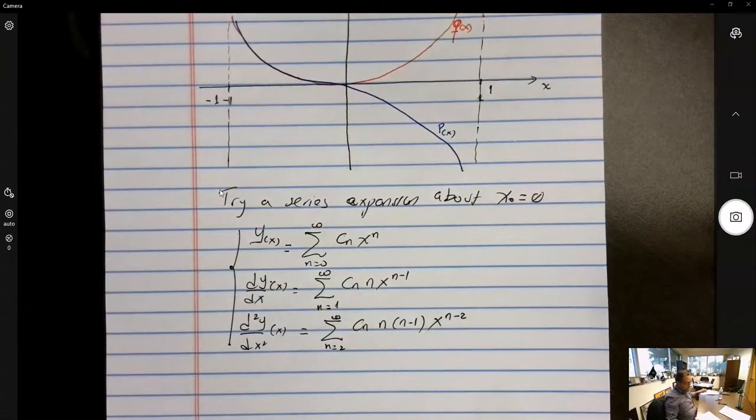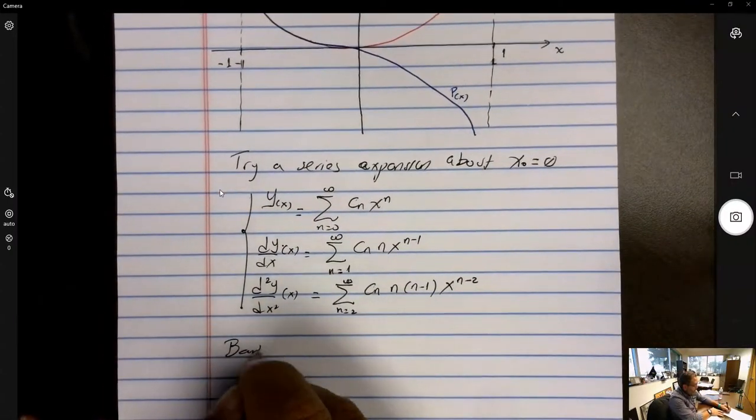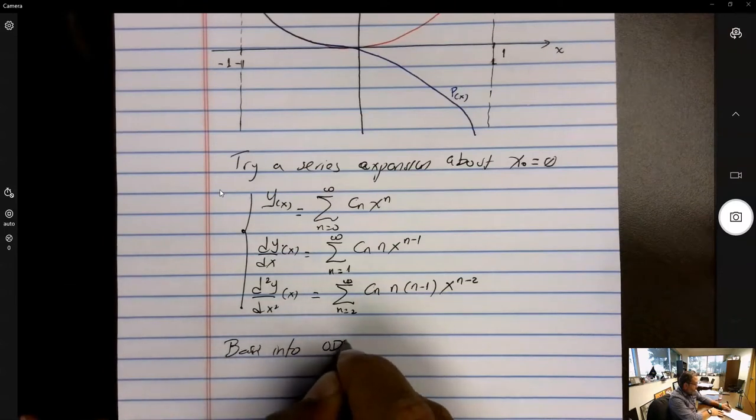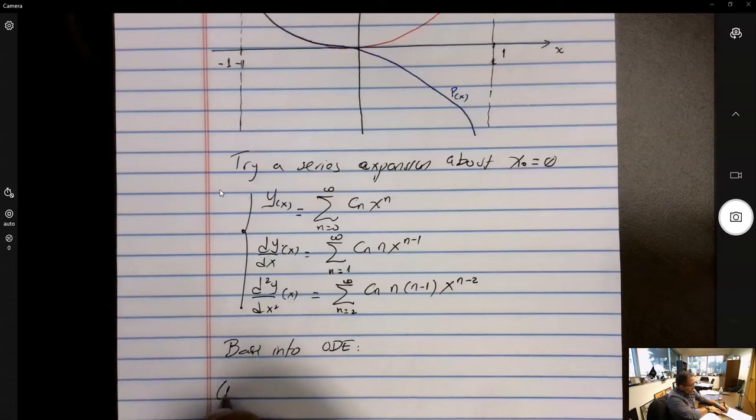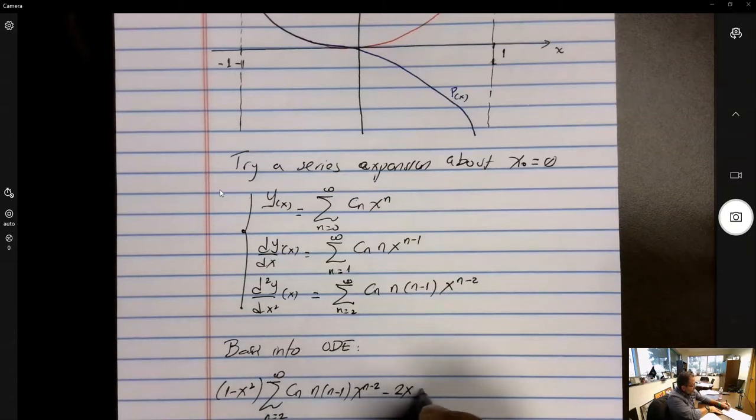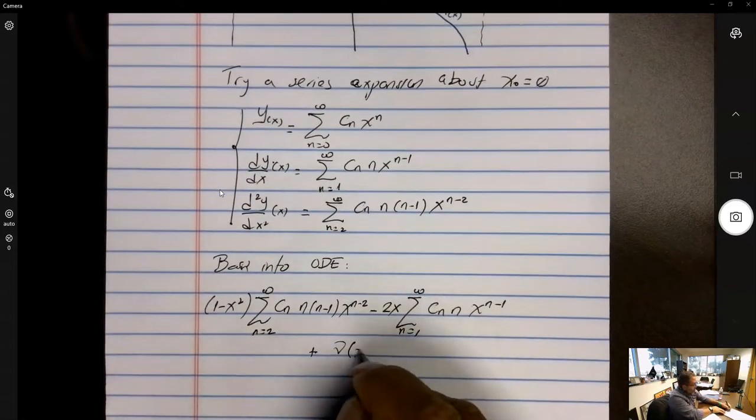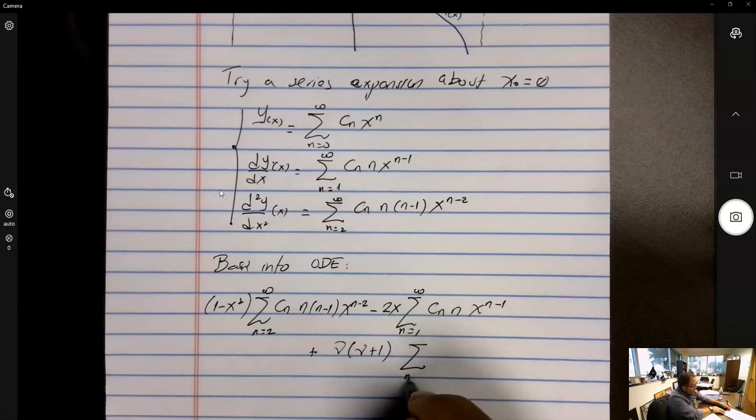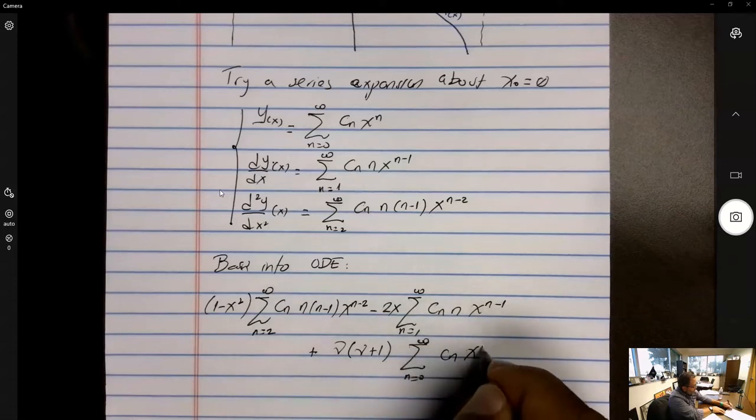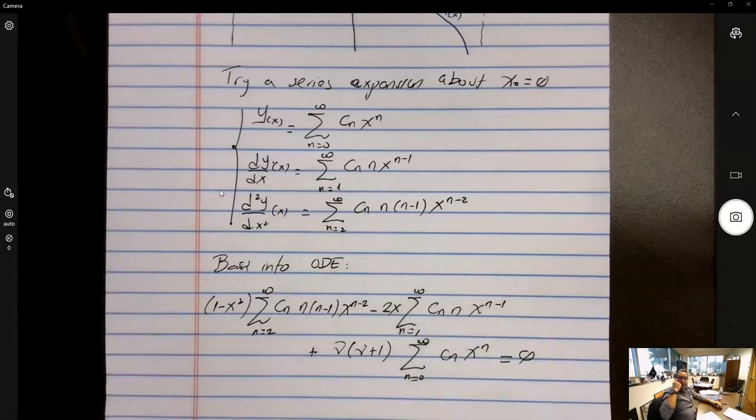So back into the ODE, I have (1 minus x squared) times the summation from n equals 2 to infinity of cn n(n minus 1) x to the n minus 2, minus 2x times the summation from n equals 1 to infinity of cn n x to the n minus 1, plus nu times (nu plus 1) times the summation from n equals 0 to infinity of cn times x to the n, is equal to 0. So that's now the new differential equation.